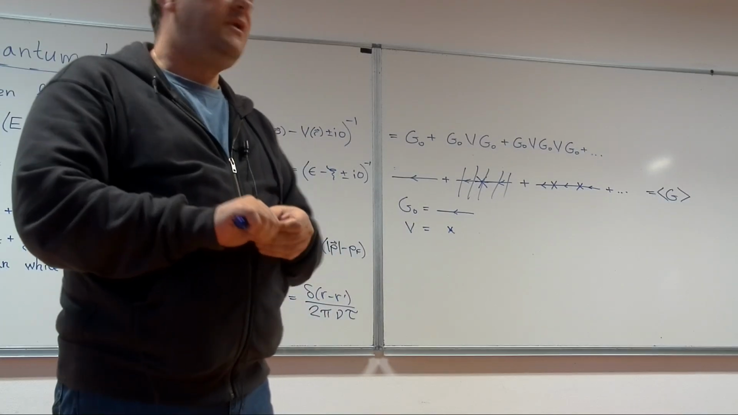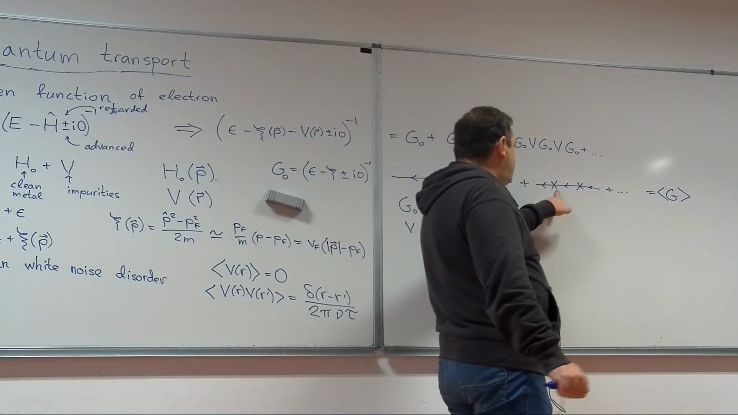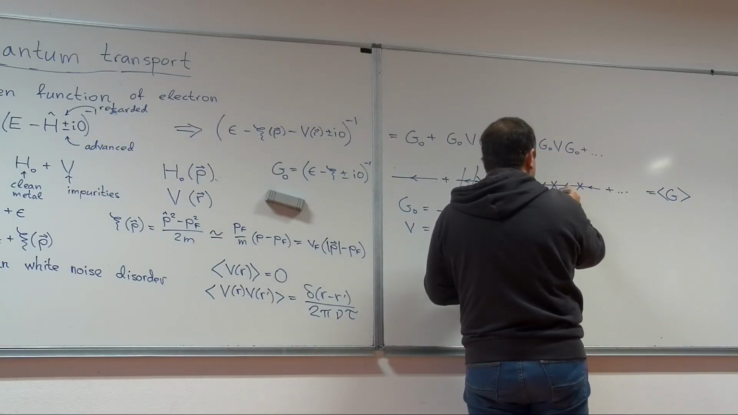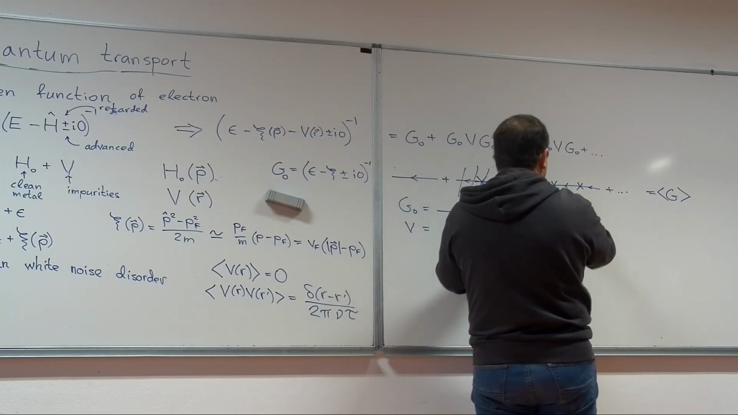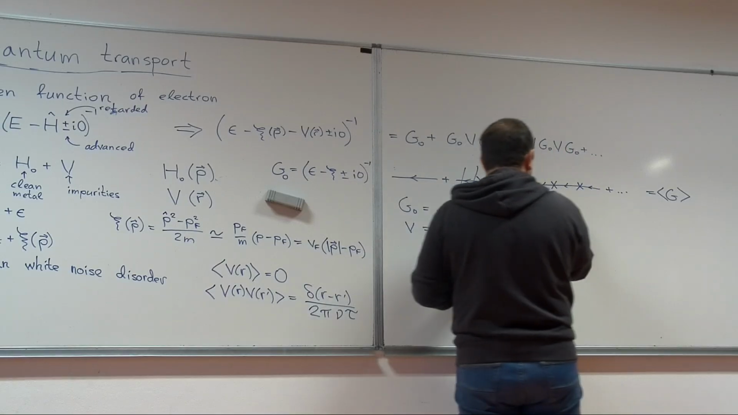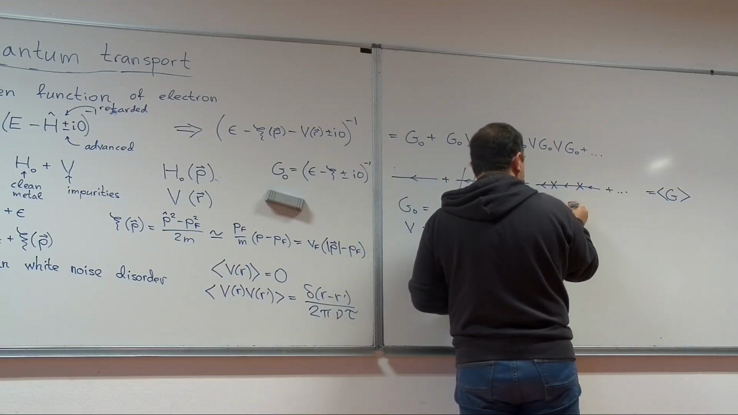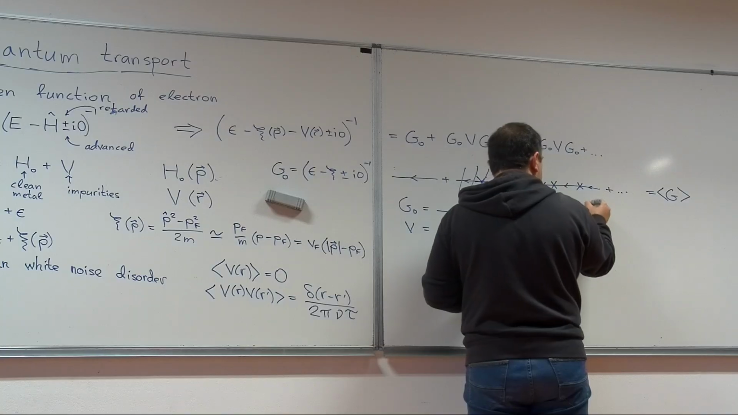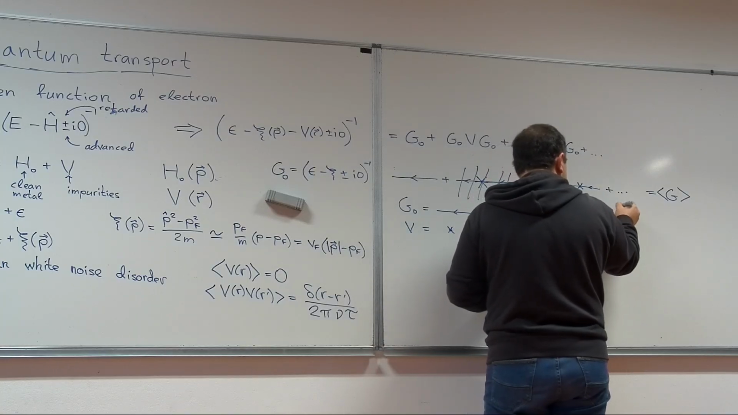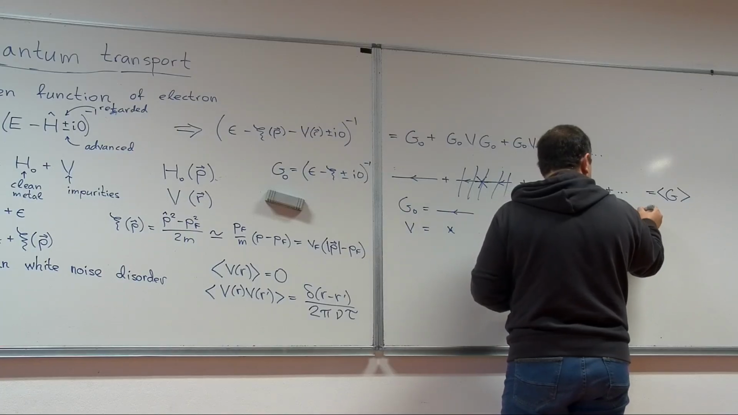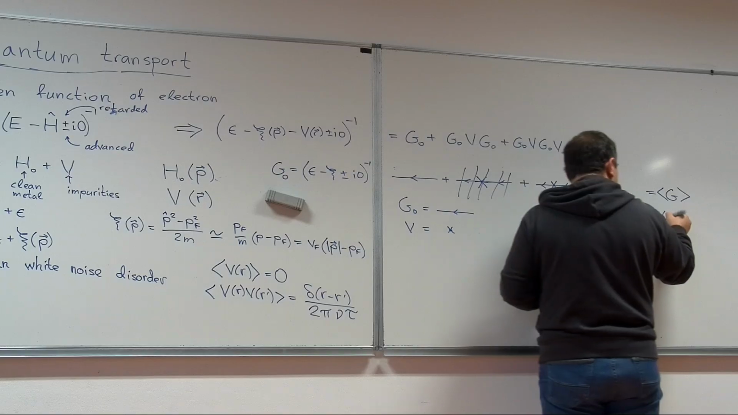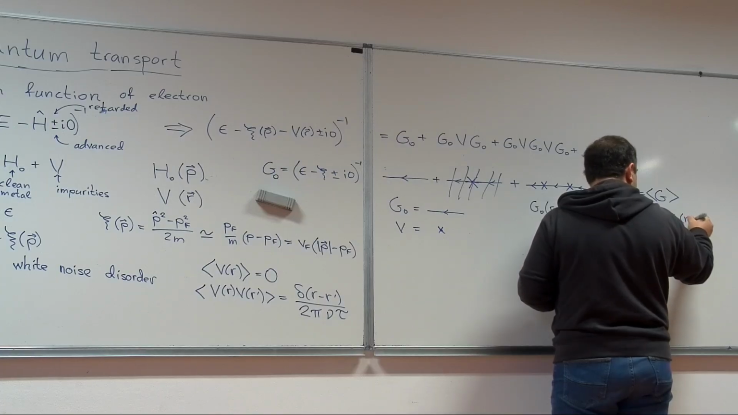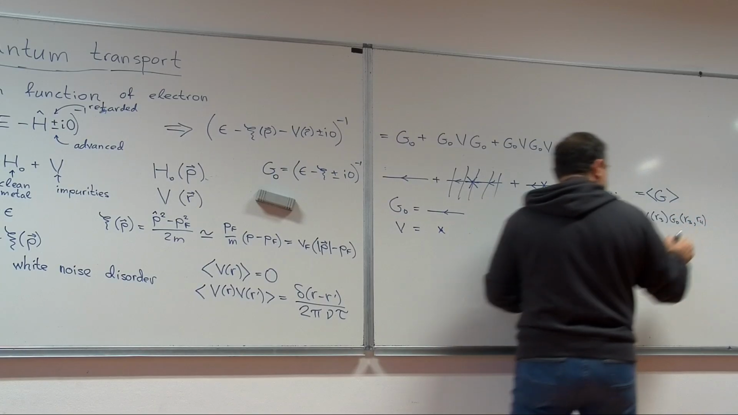You have a correlation between two V's here, like in this expression, V and V. Let me write it explicitly. This product, what is written here, is G0 from point R1 to point R2, V of R2, G0 from R2 to R3, V of R3, G0 from R3 to R4. I just put these numbers, of course, randomly.